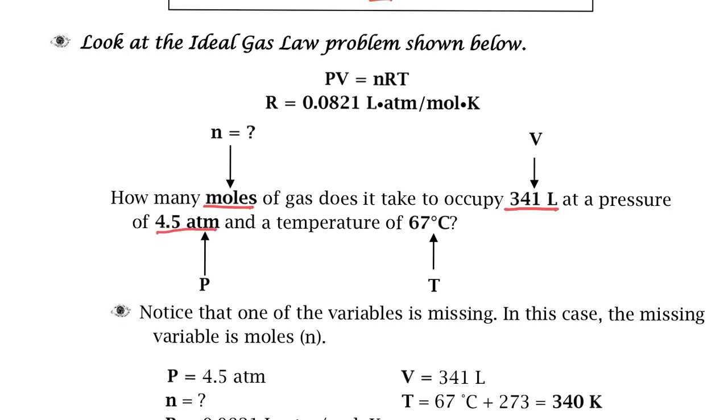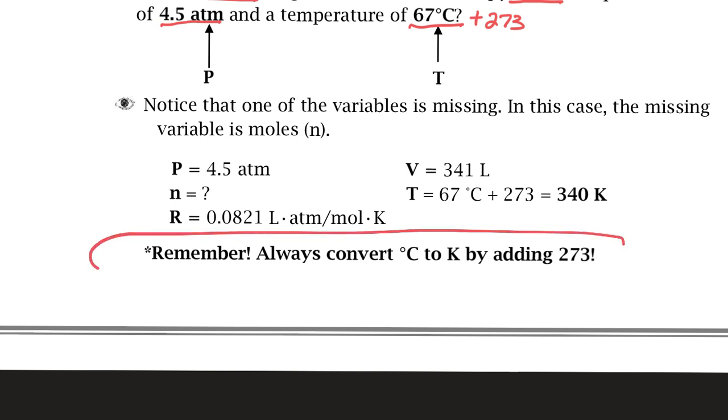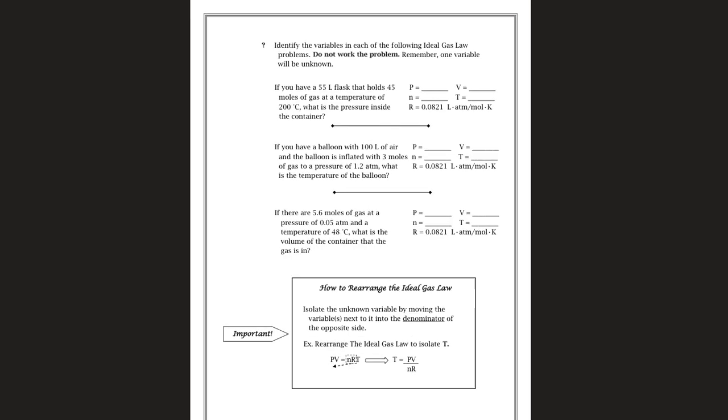Anything with ATM is your pressure. And anything with Celsius is going to be your temperature. And remember, we're going to have to add 273 to get our Kelvin temperature. Remember, it's important that you always convert Celsius to Kelvin by adding your 273.